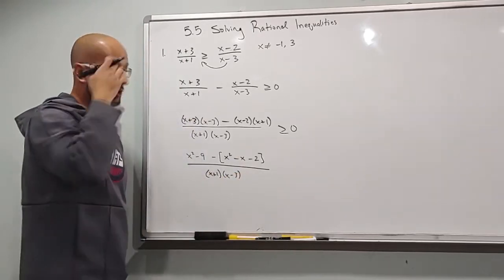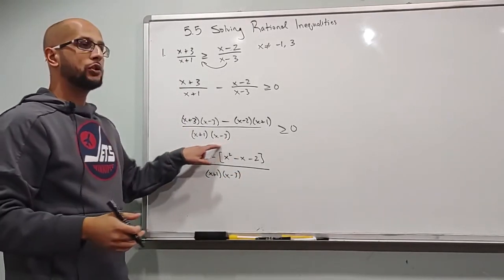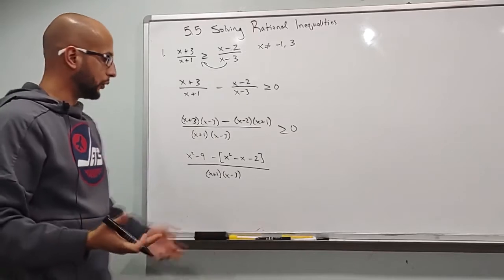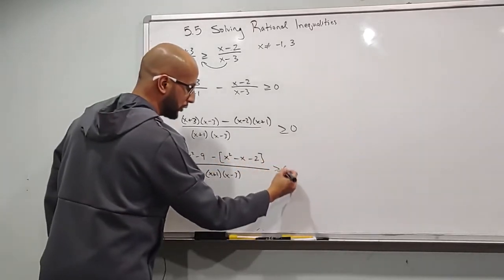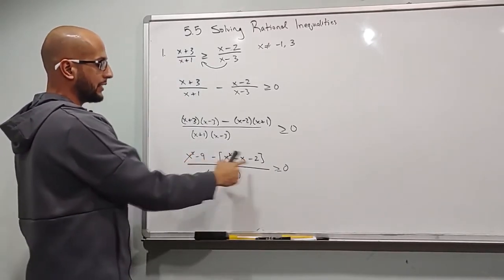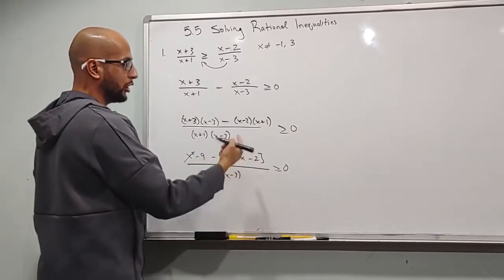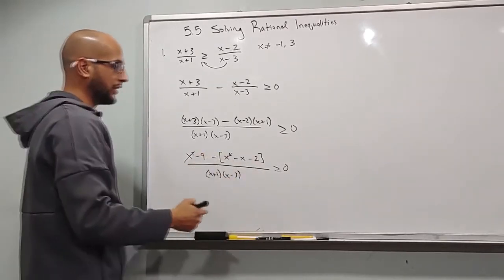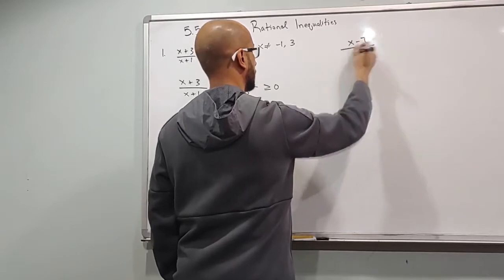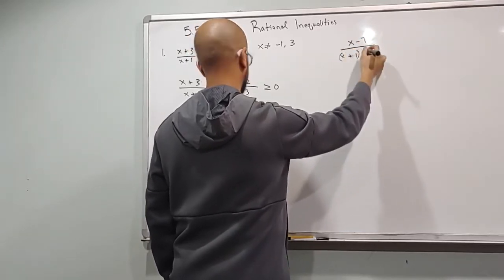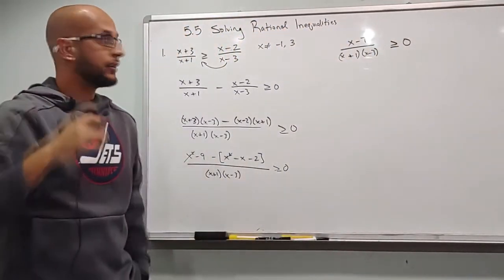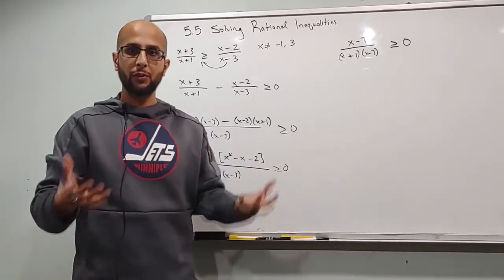It would be very rare that we would ever need to expand or FOIL the denominator. So if it's in factored form, leave it in factored form. At this point, let's continue to simplify. So x squared minus x squared will cancel out. -9 minus a -2 will be -9 plus 2, which is going to be -7. And then we have negative of negative is x. So we would be left with x minus 7 over x plus 1, x minus 3 greater than or equal to 0. Right?